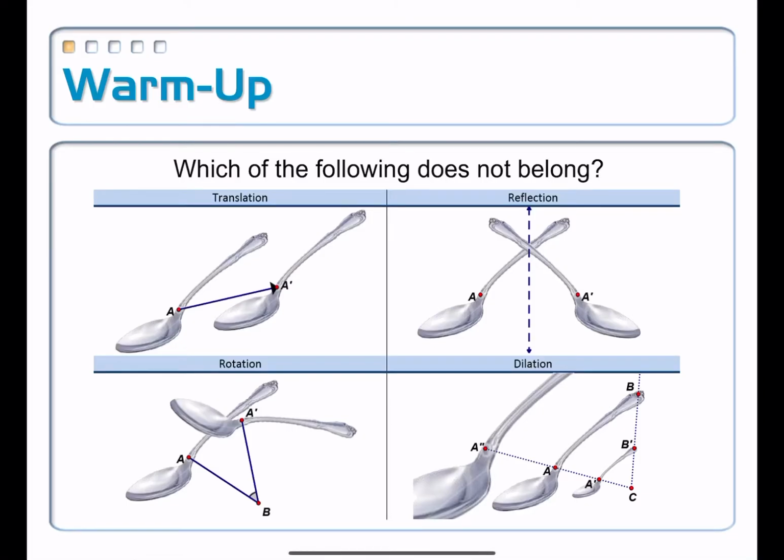Now, we've seen this picture before as a warm-up question, and it was which of these sets of spoons does not belong? And you might remember that whenever we answered that question, it was dilations. Dilations didn't belong. Why didn't they belong? We've got translations, reflections, and rotations. All of those things were examples of rigid motions, but dilations were not. With dilations, you're making your shape bigger or smaller, and so it doesn't preserve the size and the shape of your figure here.